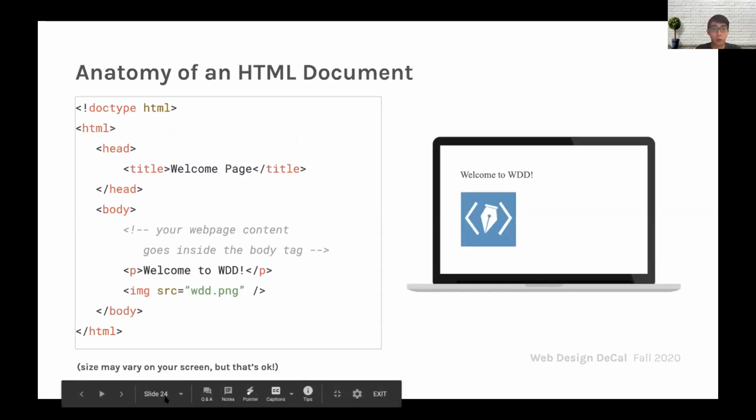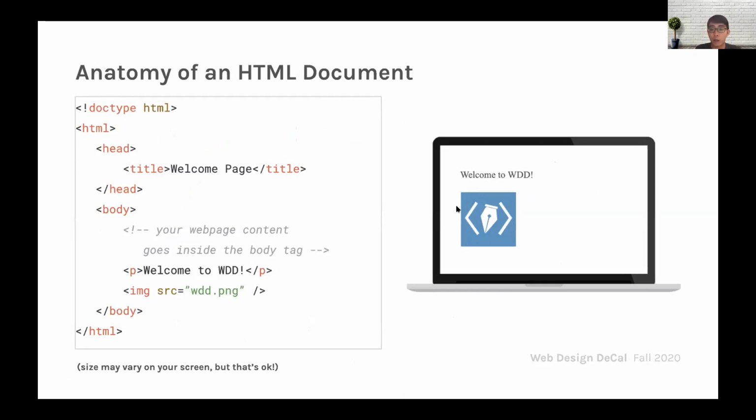Now, if we take a look at a simple website right here, this is an HTML document that basically creates what we see here on the right on the Mac render. But let's go line by line and take a look at what each means.